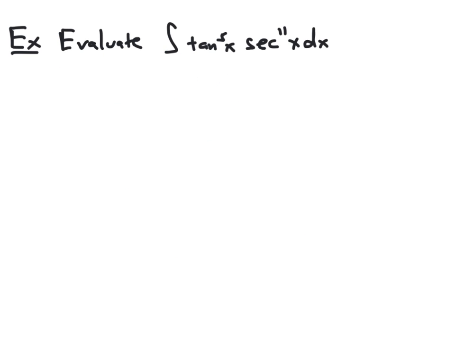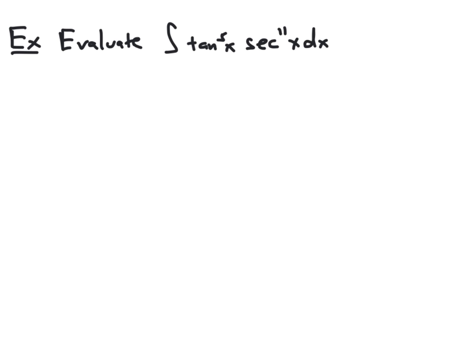In this example, we want to evaluate the integral of tangent to the fifth of x times the secant to the 11th of x dx. If we try to isolate a secant squared, like we did in the previous example, we would end up with secant to the ninth power remaining and need to convert that to be in terms of tangent. And that's not possible since 9 is an odd number and we can only convert even powers of secant to be in terms of tangent.